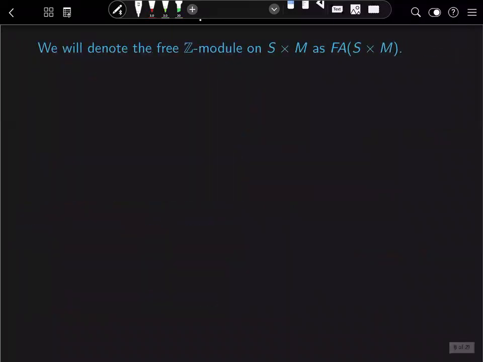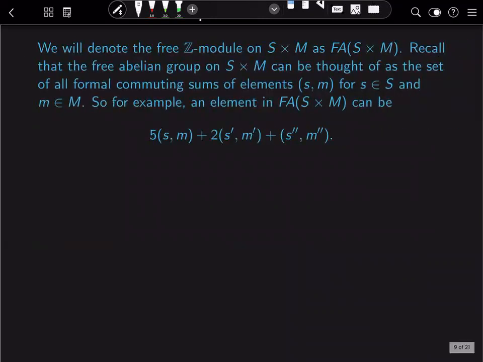So we'll denote the free Z module on S cross M as FA of S cross M, that's just for free abelian, in parentheses S cross M. Now we recall that the free abelian group on S cross M can be thought of as the set of all formal commuting sums of elements of the form (s, m), for s in S and m in M.